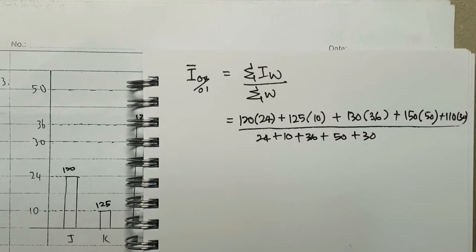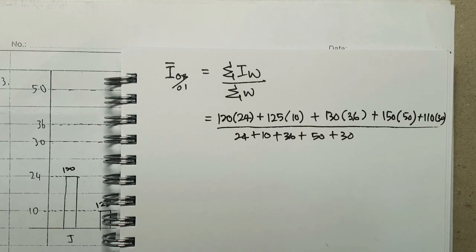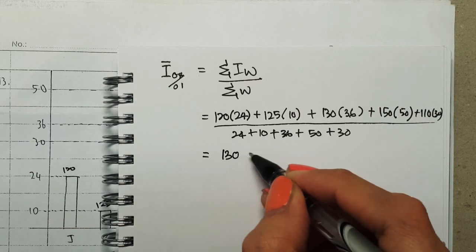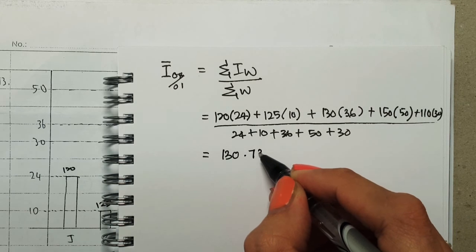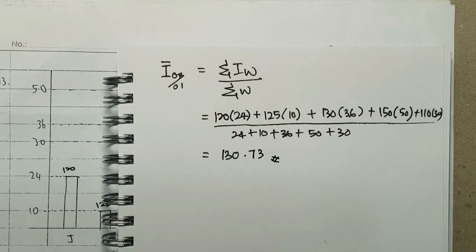Just use the calculator to calculate for us. From the calculator we get 130.73. All right, so that is how we find the composite index.